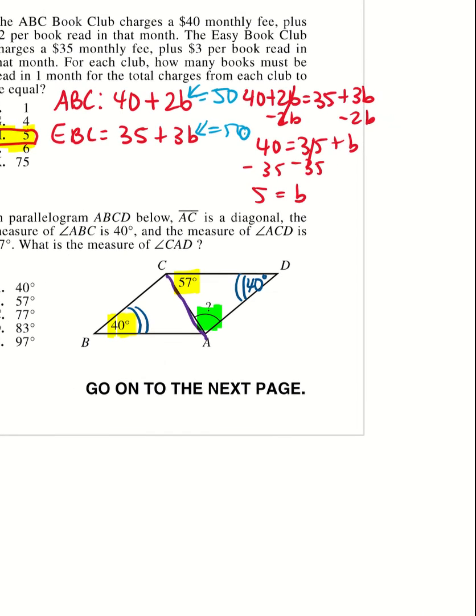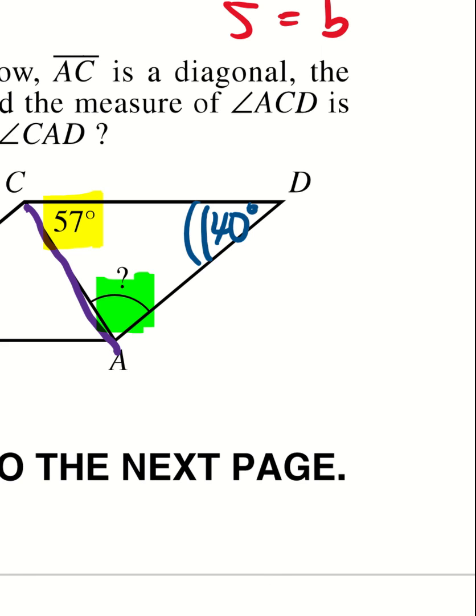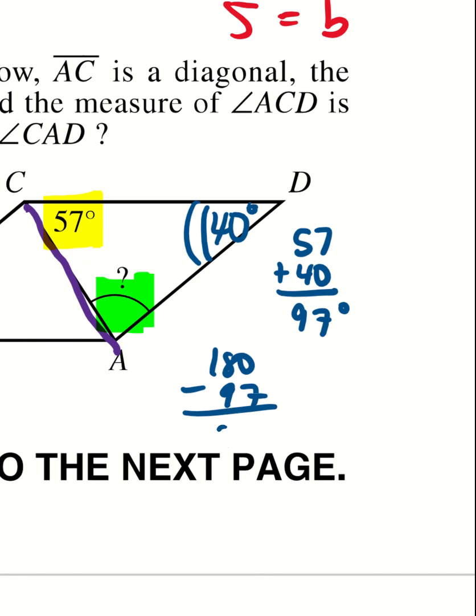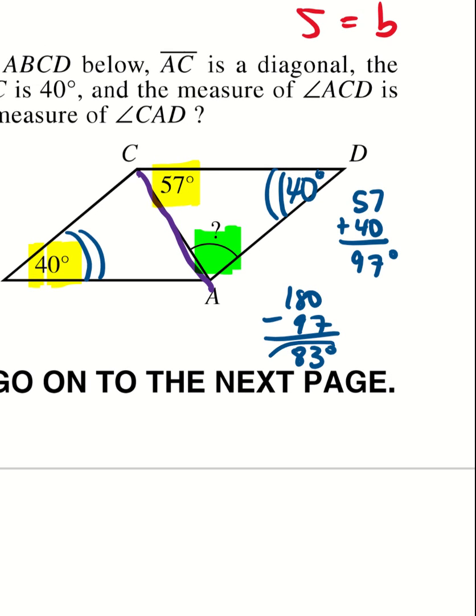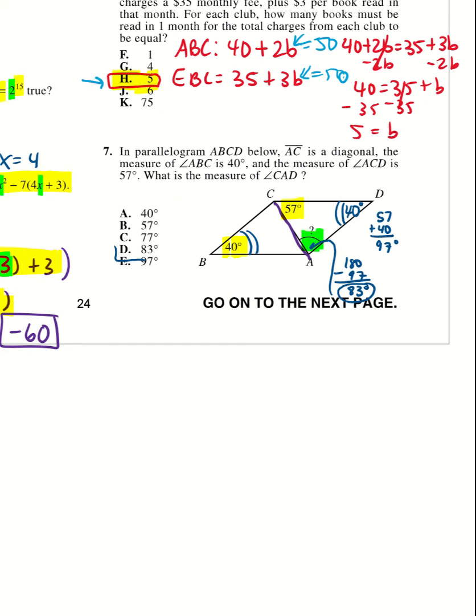I can now focus in on triangle ABC. And all 3 of the angles in this triangle must add up to exactly 180. 57 and 40 so far add up to 97 degrees. If I subtract 97 from 180, there are 83 degrees that are left remaining, and that must be the answer for our missing angle. So our answer for this one is D, 83 degrees.